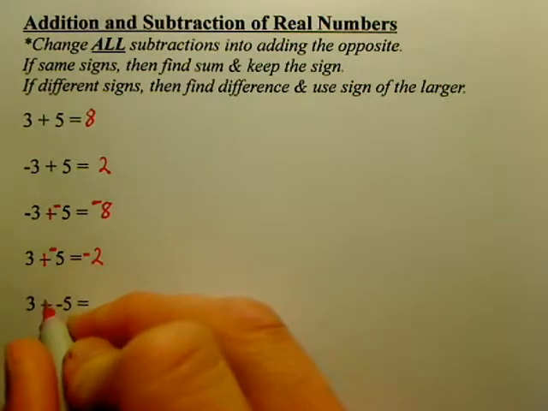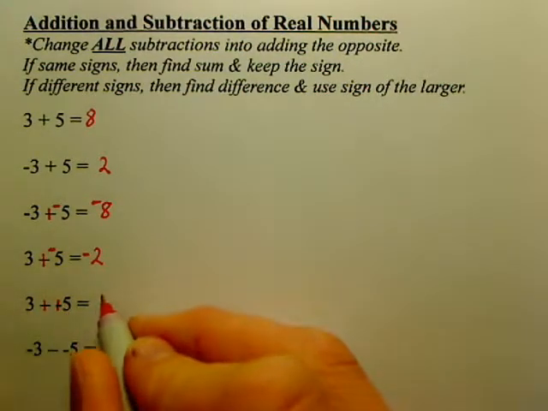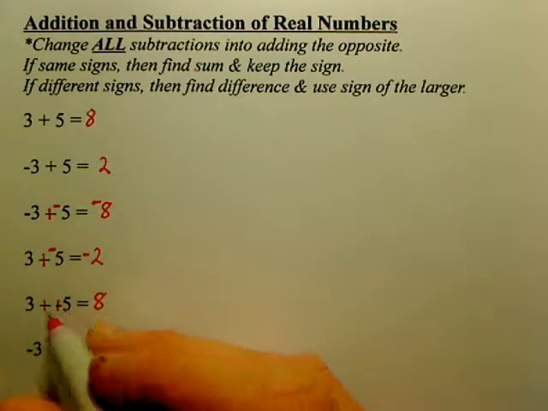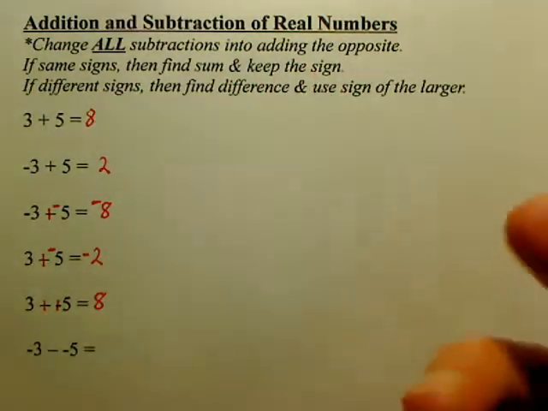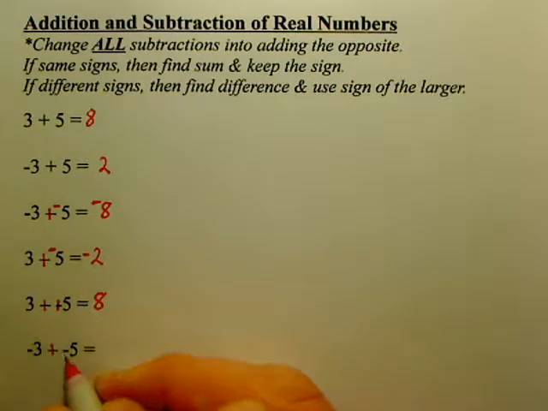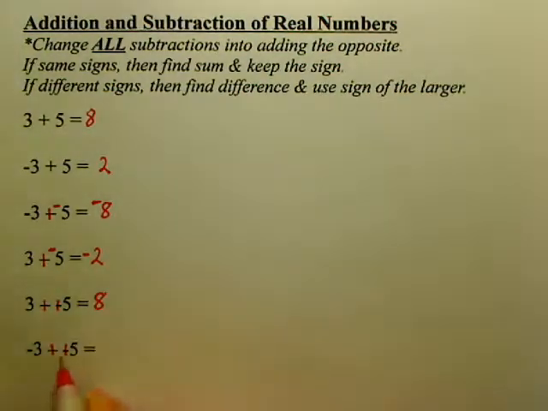Again, a minus becomes a plus. Change that negative 5 to a positive 5, and then we have a really easy problem again, 8. Both signs are positive, so we add them and keep the sign of the positive. Okay, this minus is a plus, and then the opposite of negative 5 is a positive 5. So we have negative 3 and a positive 5, so they're different signs. The difference of these two would be 2. And what's the sign of the larger? Well, the 5 is larger, and so positive, so it's positive 2.